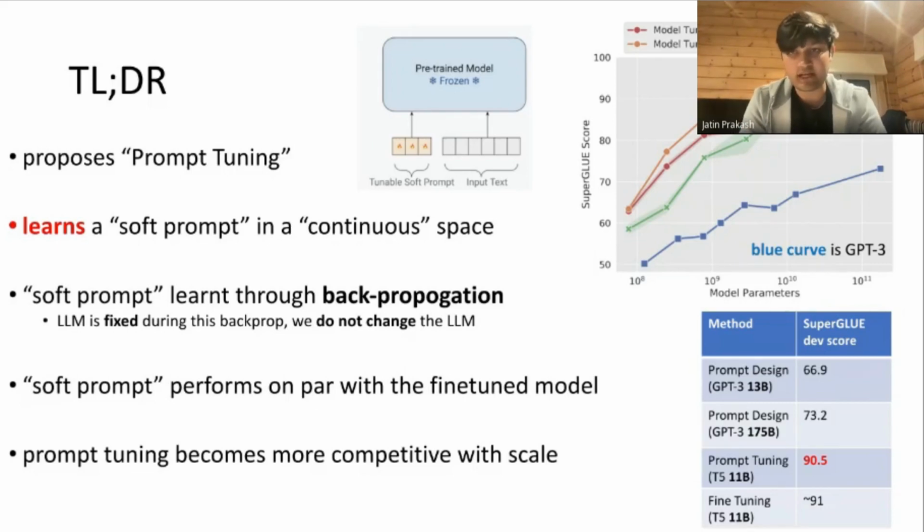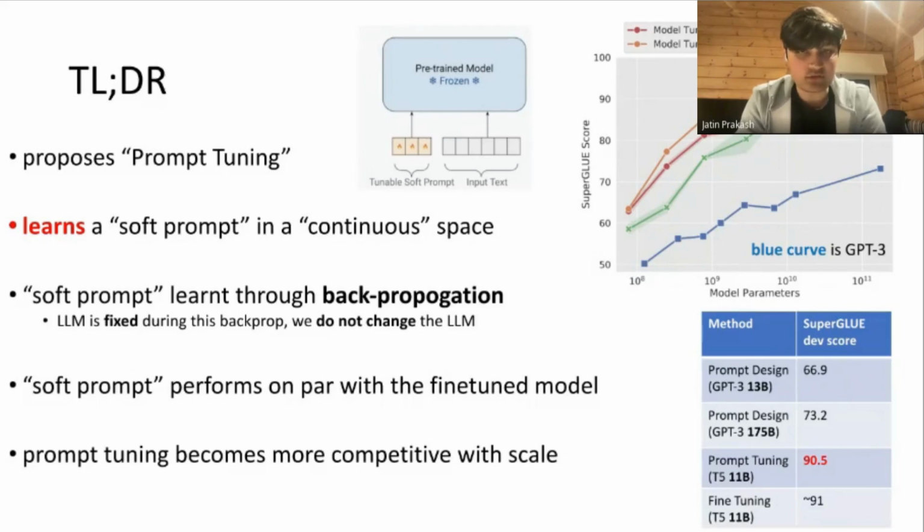The authors of the paper say that language model size is a key ingredient for prompt tuning to succeed. The numbers are visible on the bottom right. Just the prompt design on a GPT-3 like model of 13 billion size gives 66.9. Then the standard GPT-3 gives 3.2.